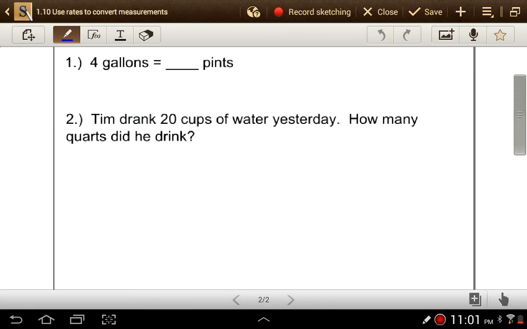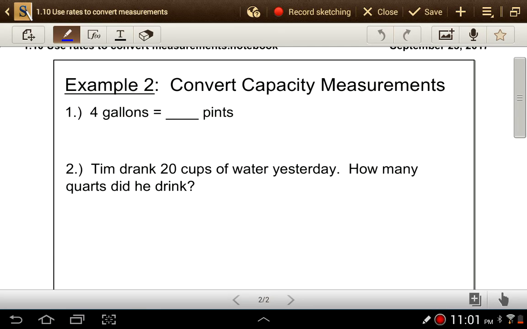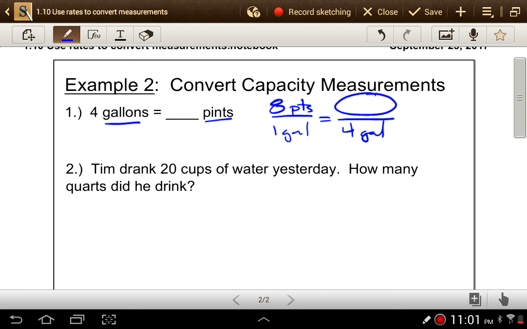In example 2, we're going to focus on capacity measurements. So the first one is 4 gallons equals how many pints. So the first thing I want to know is how many pints are in a gallon. I know that there's 8 pints in 1 gallon. So what am I going to do here? Well, I know I have 4 gallons, so I'm going to put 4 gallons down here because those units are going to match up, and I want to find the numerator. How do I go from 1 to 4? Well, that's 1 times 4. So in the numerator, I'm going to do 8 times 4. 8 times 4 is 32. So I know that there are 32 pints in 4 gallons.